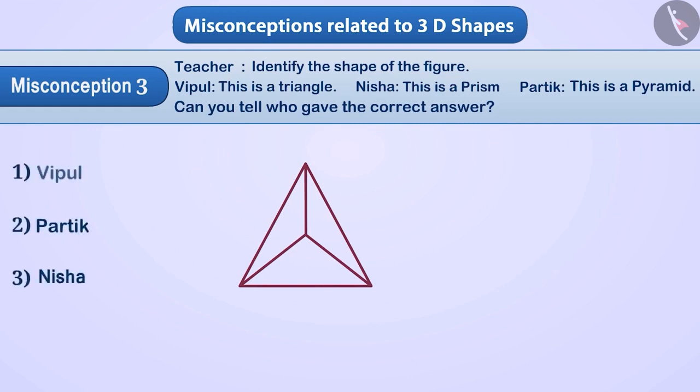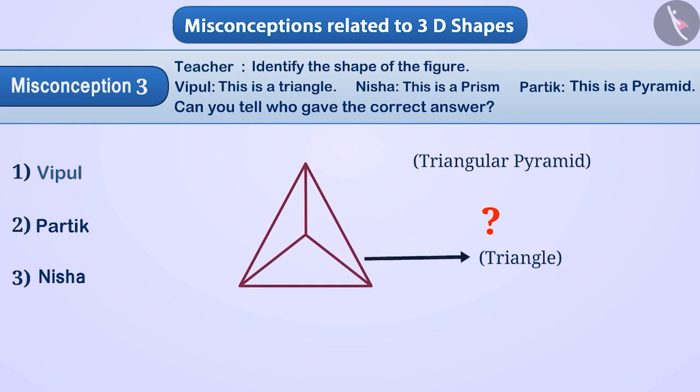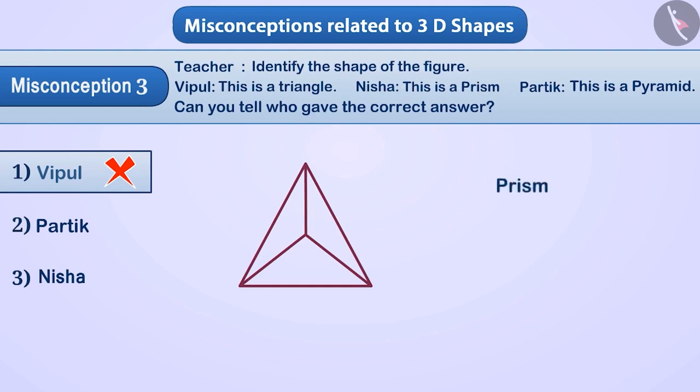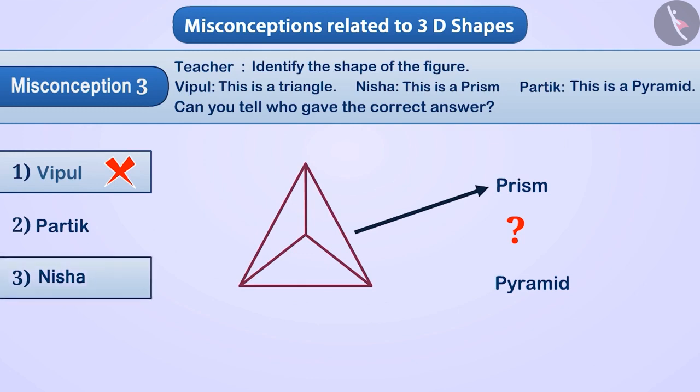Some students get confused with triangular pyramid and triangle. Due to this confusion, they consider the given shape as a triangle. From this, they understand that Vipul has given the correct answer and they select option 1, but this is an incorrect answer. Some children have confusions in prism and pyramids. They consider the figure to be a prism and find Nisha's answer correct. With this understanding, they select option 3, but this is also incorrect.